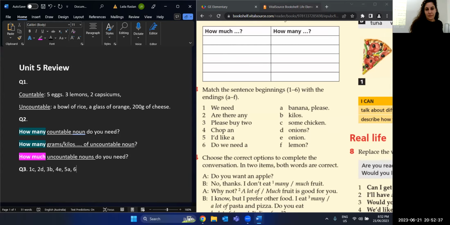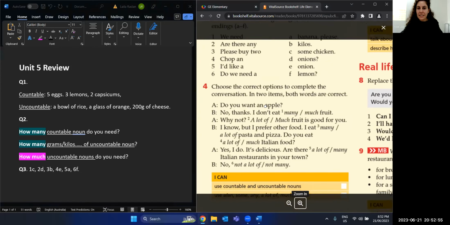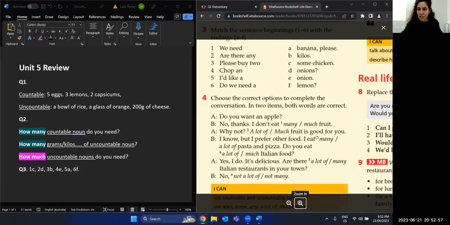And Conrado, 6. Now, lemon. So do we need a? A means only 1. It's singular. Do we need a lemon? We can see lemon has no S. So 6F. Good. We've got a few more minutes. Let's do number 4 and then we'll finish here.